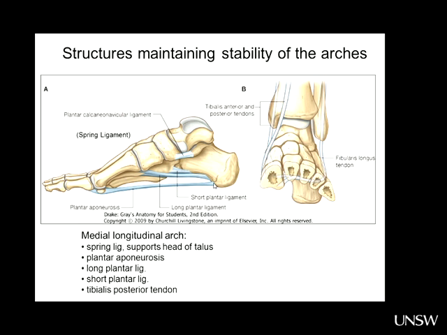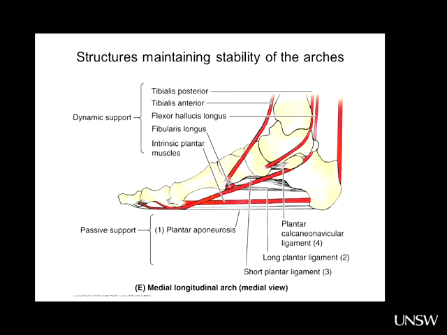So especially the medial arch, because that's the one we have trouble with. So the things that are supporting it there include the plantar aponeurosis. You can see that's like a bowstring for the foot. We've got the long and the short plantar ligaments, and very importantly, the spring ligament. So they're all helping to keep the foot in that arched position. On this side, there's the peroneus longus tendon, and that's actually what causes the transverse arch.